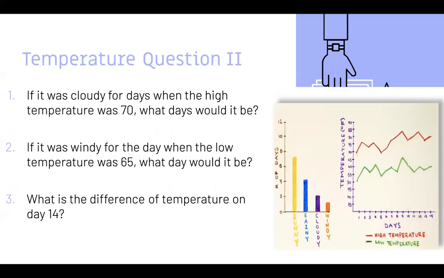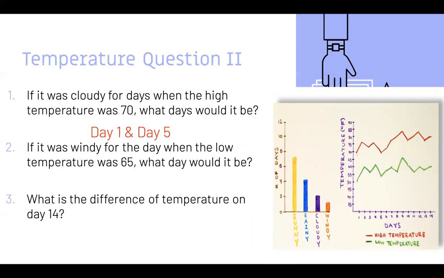Another question about temperature: if it was cloudy for days when the high temperature was 70, what days would it be? Right, and we know that cloudy can only be on 2 days, and we know that when the temperature high was at 70, so it's about 70 on day 1 and day 5, right? So that's a little two graph interpretation. We have to realize that it's cloudy for 2 days, and those 2 days would be 70s.